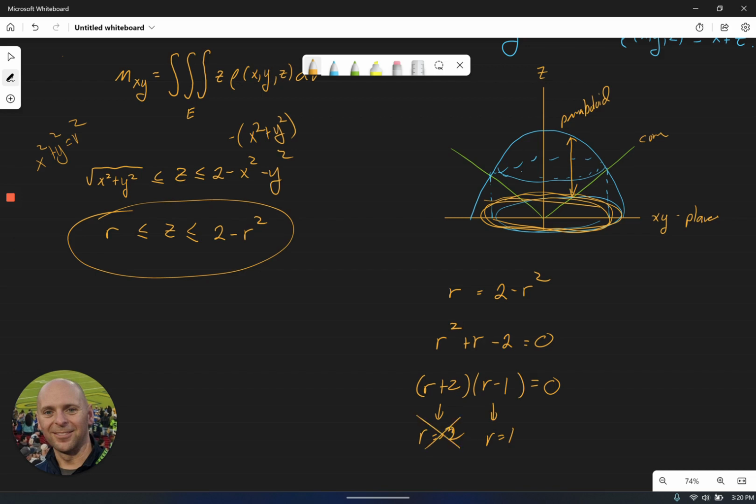This one can't happen. We can't have negative radii for our problem, so that means that r is equal to 1, which we probably could have determined another way, but this is pretty efficient. So that's the range of values for r. It's going to go from 0 to 1. And then we need theta. In this case, we're going all the way around, so 0 less than or equal to theta less than or equal to 2 pi. And there's our limits.